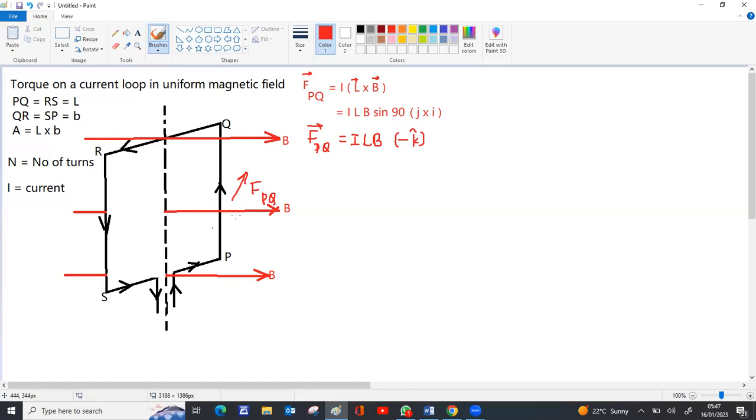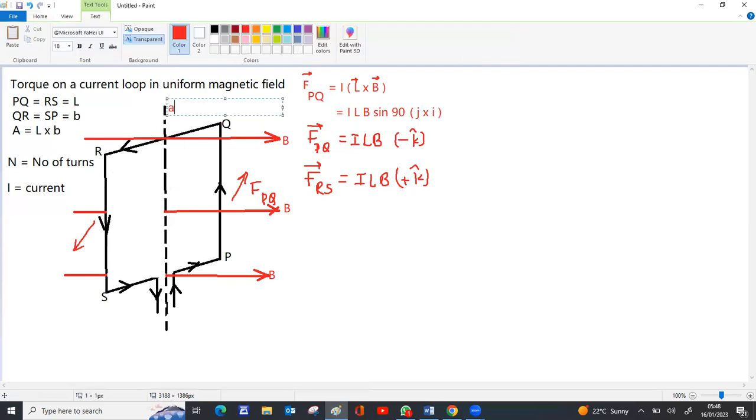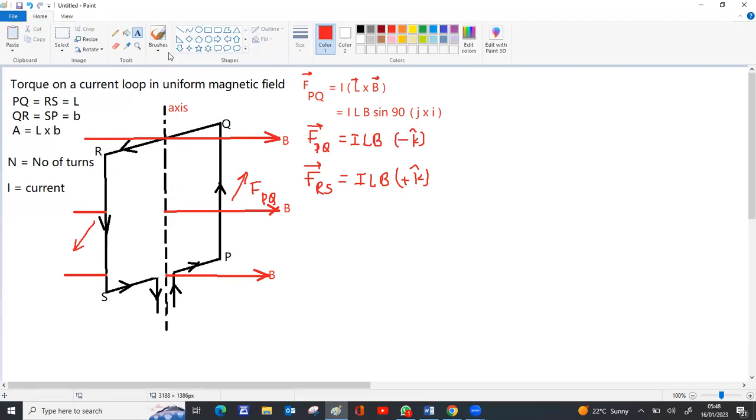We find force on RS, the only difference is current is moving downward. So the formula for force on RS, everything is same, no difference. Only the direction becomes opposite. So it will be I, L, B, along plus K. You can see these two forces. One is acting into the screen and one is acting out of the screen. This will make the coil rotate about the axis. So the coil starts turning with RS coming out and PQ going in, like this.